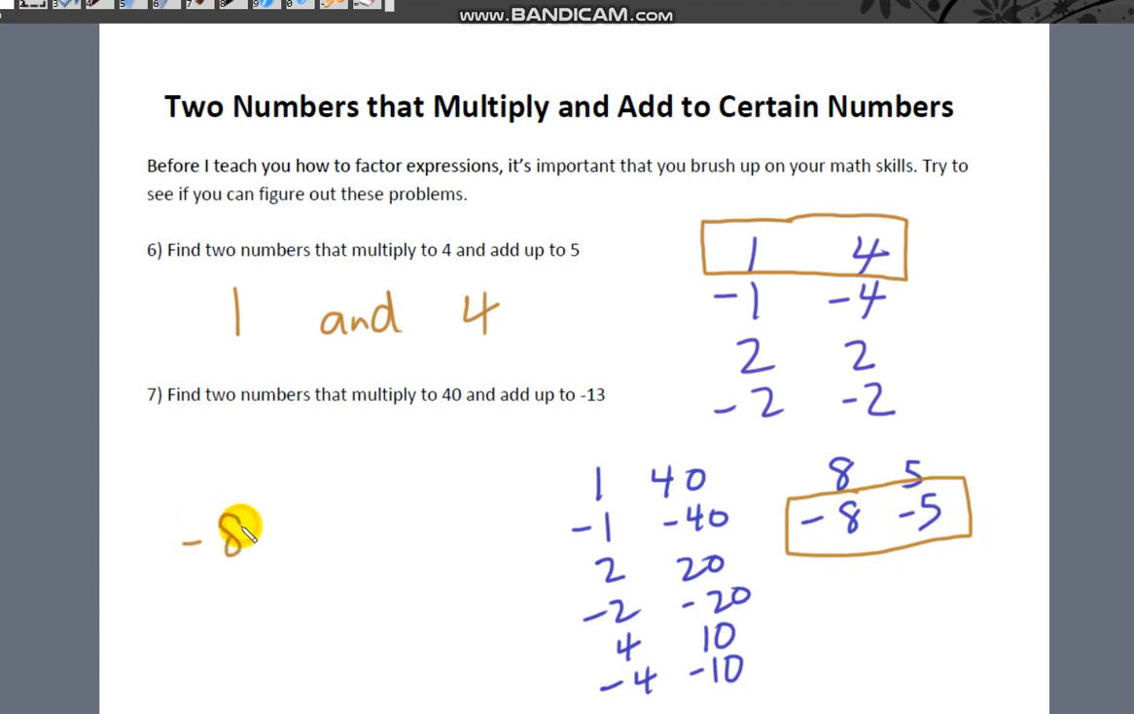So negative 8 and negative 5. Let's check that. Negative 8 times negative 5 is positive 40. Negative 8 plus negative 5 is negative 13. So that works. Okay, and that's pretty much it.